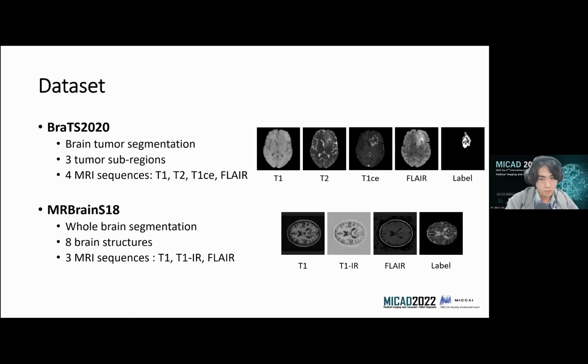We used two publicly available 3D medical segmentation datasets consisting of multimodal MR images to validate the effectiveness of our method. BraTS is the brain tumor segmentation dataset that has 4 MR scans of T1-weighted, T2-weighted, post-contrast T1-weighted, and T2 FLAIR. And MRBrainS is the whole brain segmentation dataset that has 3 MR sequences of T1-weighted, T1 inversion recovery sequence, and T2 FLAIR.